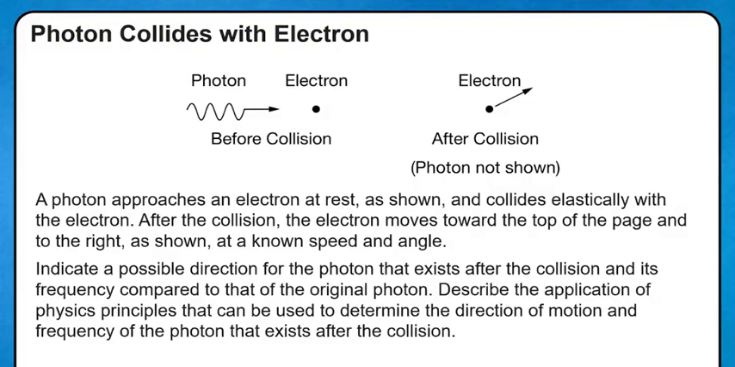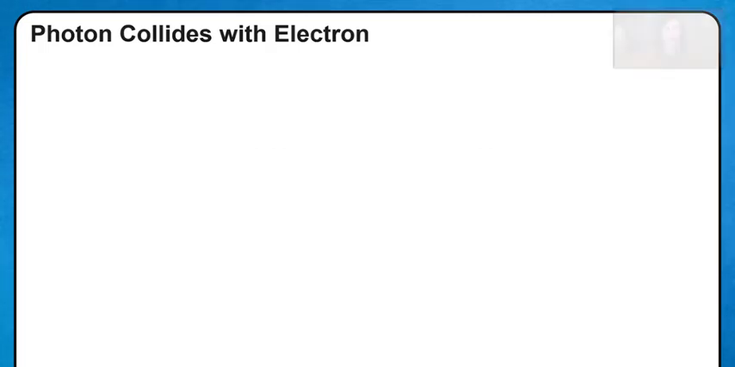So looking at the question again, we're asked to do two things: indicate the possible direction and frequency. So we have two things we're indicating. And then we're also asked to describe the physics principles that are used to support our answer. So let's put all of this together and see what an answer to this could look like. So before we jump straight in and just give an answer, let's lay out the components of the argument.